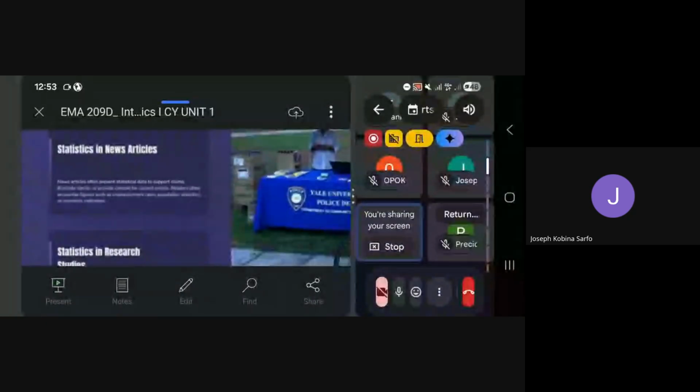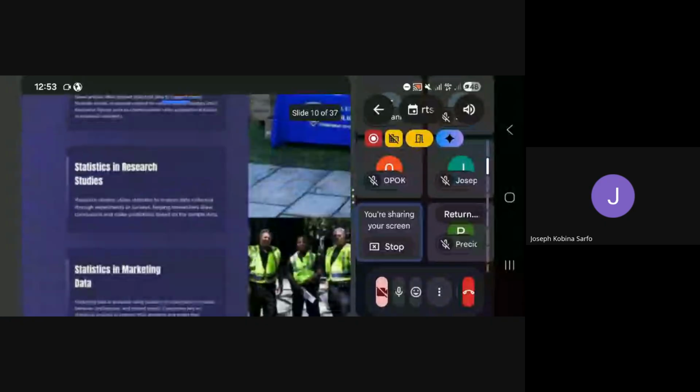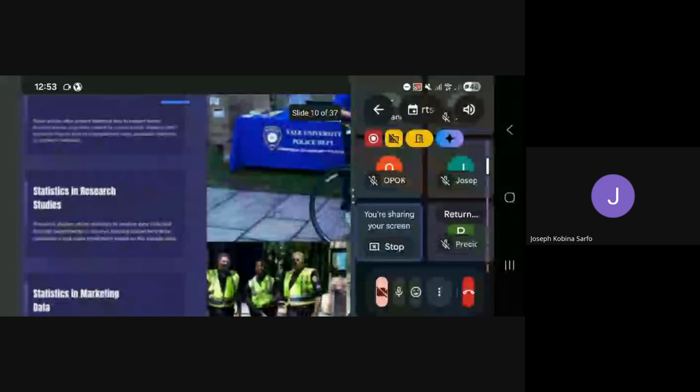So, for example, we have statistics in news articles. How does it come in? Statistics in research studies. So you can just pick any of them and tell me which of them you would like to talk about. In no particular order, we are looking at daily uses of statistics.